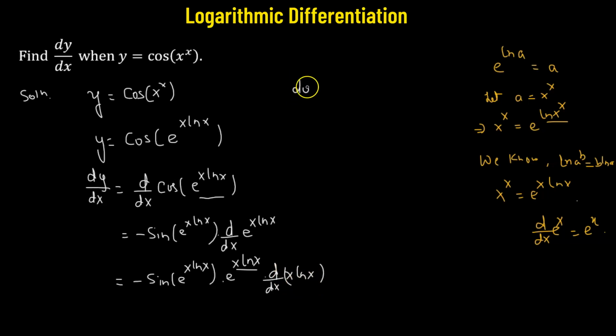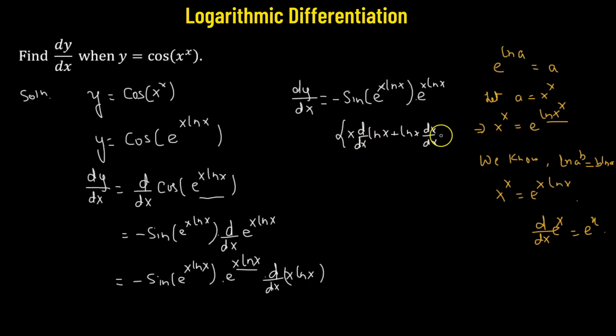So we have the derivative of y with respect to x equal to negative sine of e raised to the power of x log x multiplied by e raised to the power of x log x multiplied by, so here we can use the product rule. So we have x times the derivative with respect to x of log x plus log x multiplied by the derivative of x with respect to x.